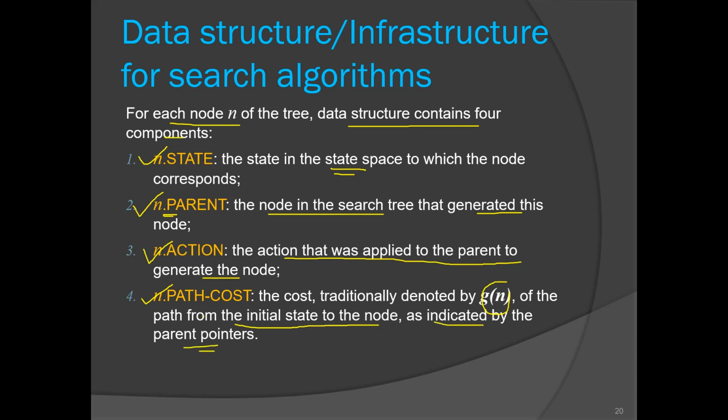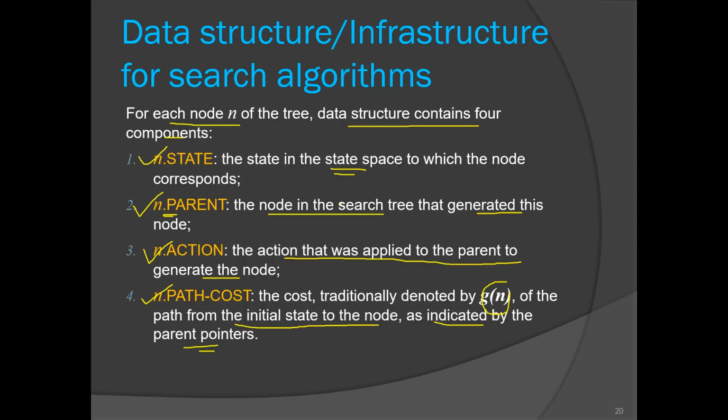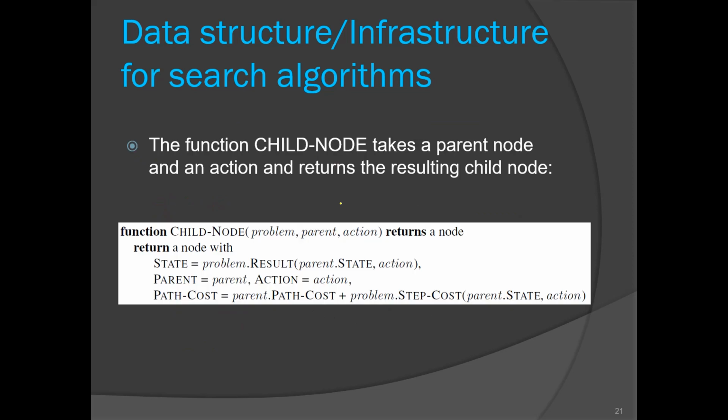As you can see, we are maintaining a pointer also, and this pointer is very important. Why? Because once we reach the solution, we have to backtrack to the root in order to find that sequence of actions. So we are maintaining that information about the parent. This is how we are updating the information of any node.